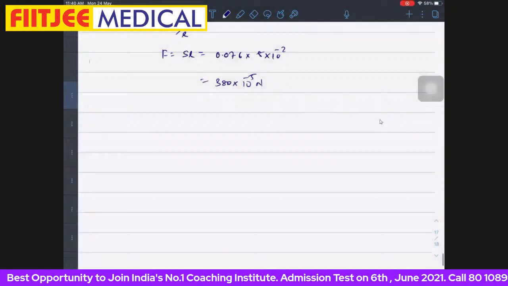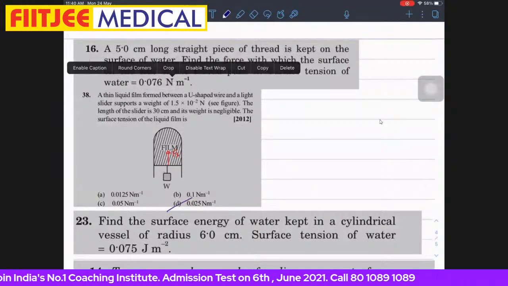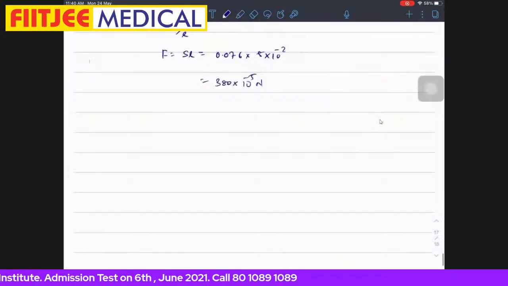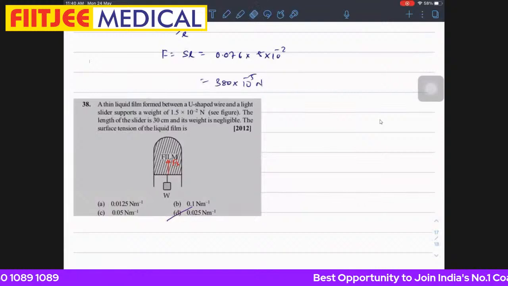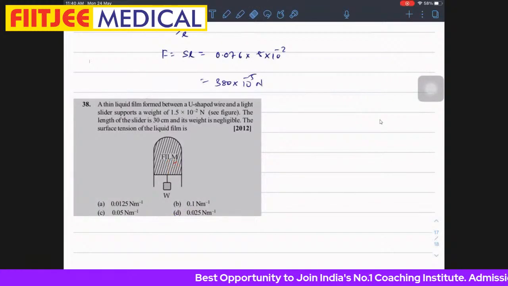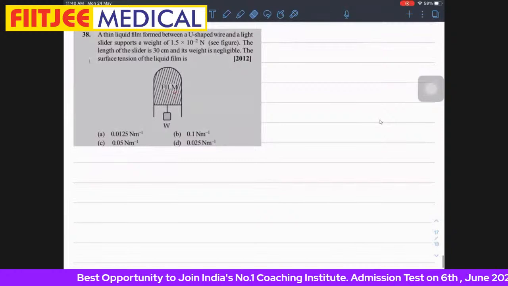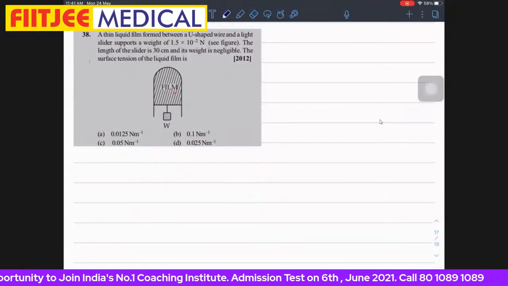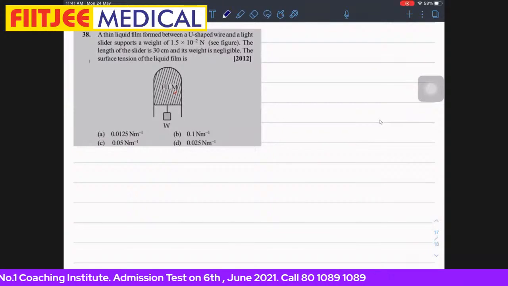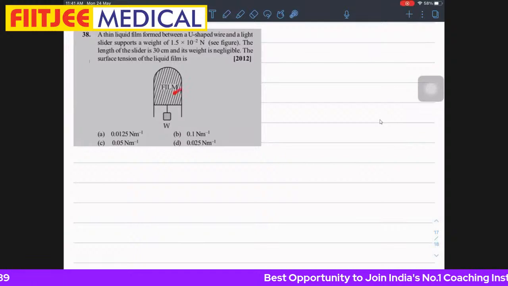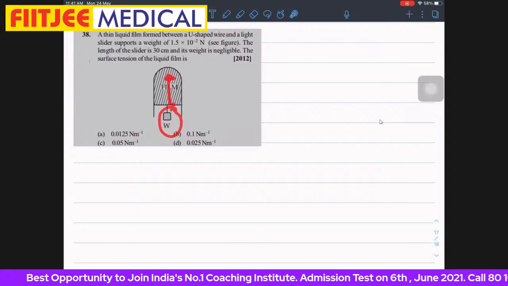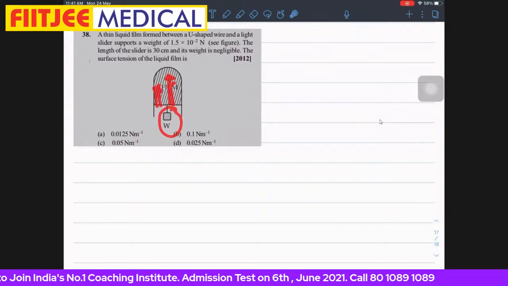Let's take one more problem for this. We are given a thin liquid film formed between a U-shaped wire and a light slider supporting a weight of 1.5 into 10 to the power minus 2 Newton. The length of the slider is 30 centimeters. Its weight is negligible. Find the surface tension of the liquid film. First, try to understand the problem. Here the surface is there. If this weight were not there, it would try to minimize its surface area, so it would have gone up.